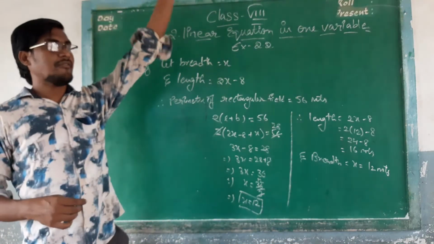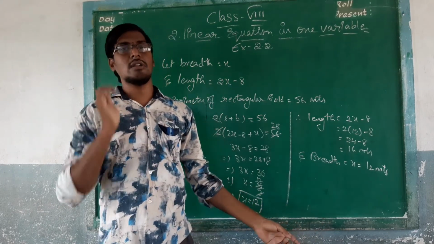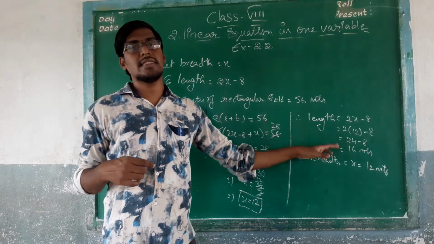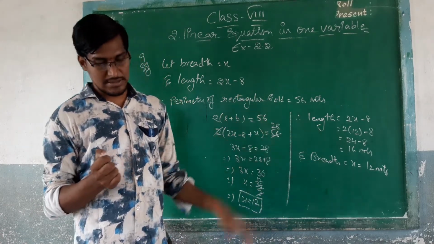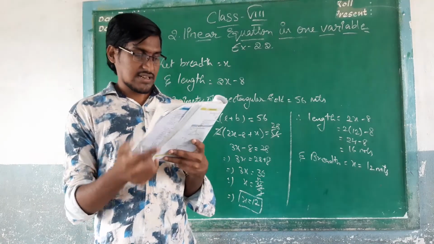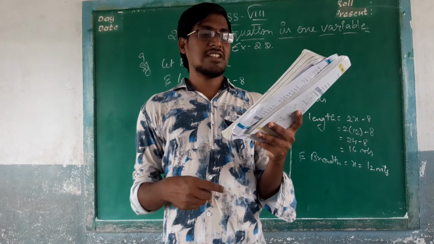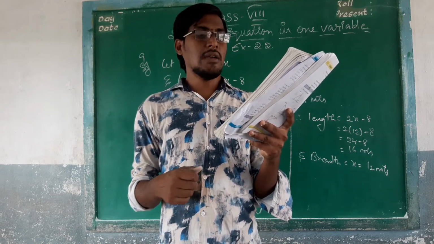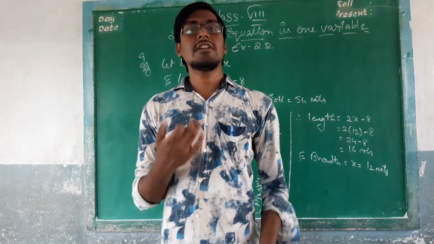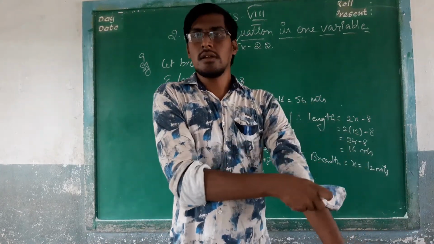Okay, we have found out that length equals 16 meters and the breadth equals 12 meters. We were asked to find the length and breadth for this sum. Okay, next, move on to the next one. What is the next one? Two equal sides of a triangle are 5 meters less than twice the third one. So what is given, I will draw the diagram and explain neatly.